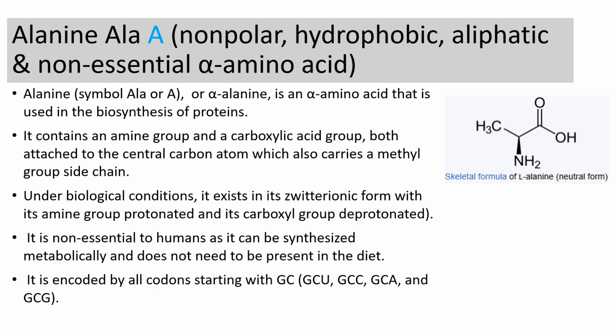It is encoded by all codons starting with GC. Remember ALA, GC. So it is a non-polar, hydrophobic, aliphatic, and non-essential alpha amino acid. Remember that: ALA, GC. These are the codons, and you will be asked questions on codons, and you will have to find the right answer. So remember the CH3 and NH2, the methyl group on the side, and you will be able to remember the structure of L-alanine.